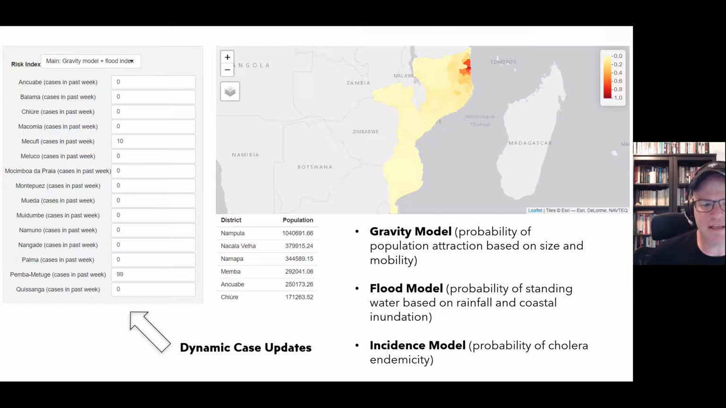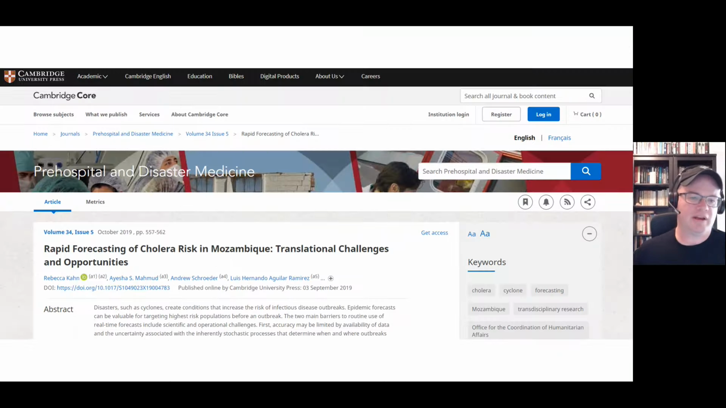To solve the case data issues, we used manual inputs from the epidemiological bulletins that were published. And you can find some of the outcomes of this in the Prehospital and Disaster Medicine publication, Rapid Forecasting of Cholera Risk in Mozambique, which really emphasized also the translational dynamics that are at the heart of this.